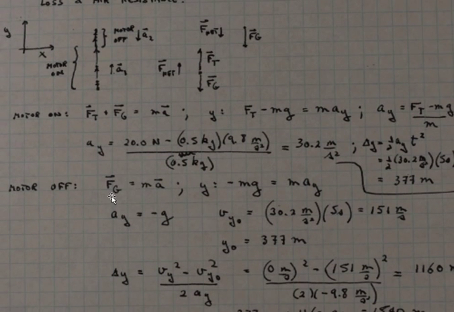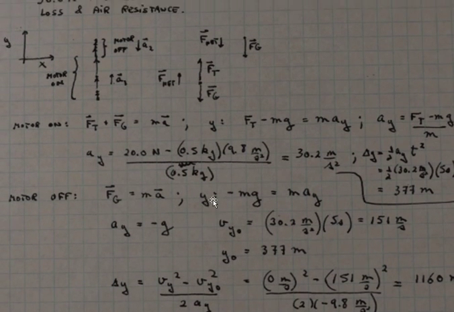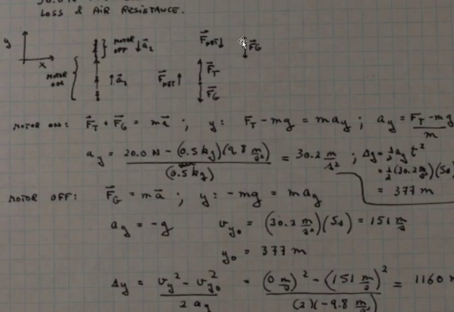Now the motor is off, and so in that second case, we have this second free body diagram here. In the y direction, Newton's second law is minus mg equals m times a_y. And so therefore a_y is equal to minus g. And v_y naught from the boost phase, using the first kinematic equation, is 30.2 meters per second squared, the acceleration we solved for up above, times 5 seconds. And so it starts the second phase here with an initial velocity of 151 meters per second.